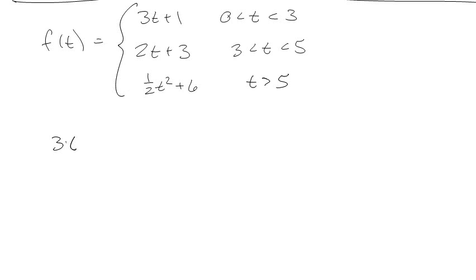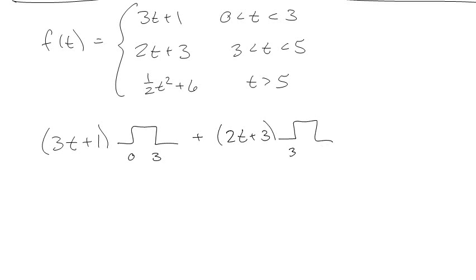So your goal is you want 3t plus 1 times a top hat going from, that's not a top hat, that's a volcano, top hat going from 0 to 3. And then we can have 2t plus 3 times the top hat that goes from 3 to 5, and then we want 1/2 t squared plus 6 times a thingy that starts at 5 and goes to infinity. And by thingy, I mean unit step function.